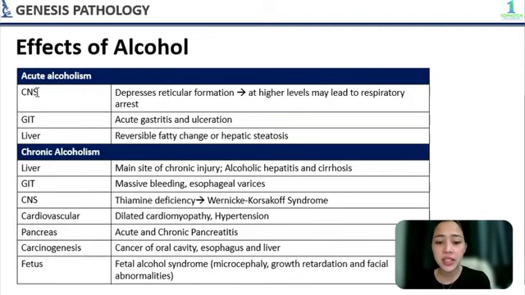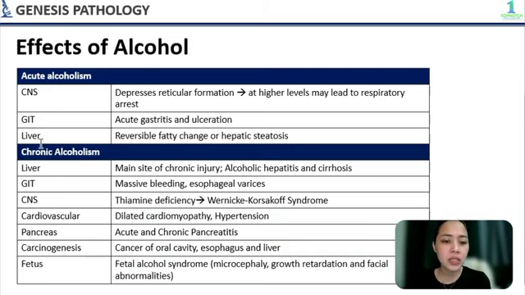So mainly sa CNS siya. It is a depressant, first affecting the subcortical structures, but at higher levels, it may depress the lower medullary centers, including the respiratory center, leading to respiratory arrest. Sa GIT and liver effects, they're usually reversible.